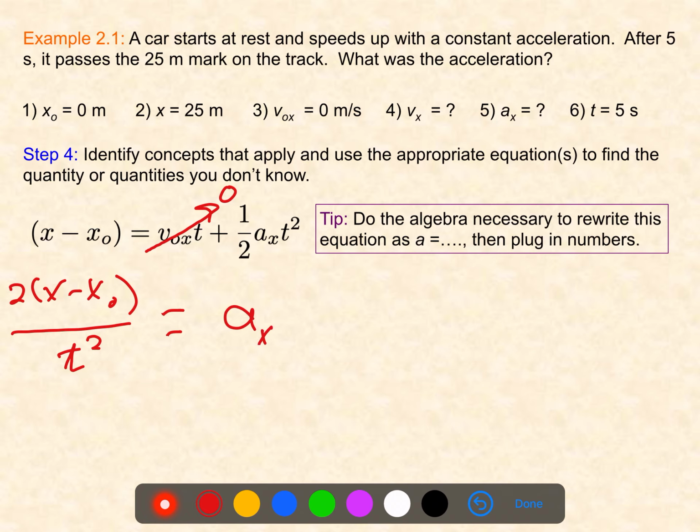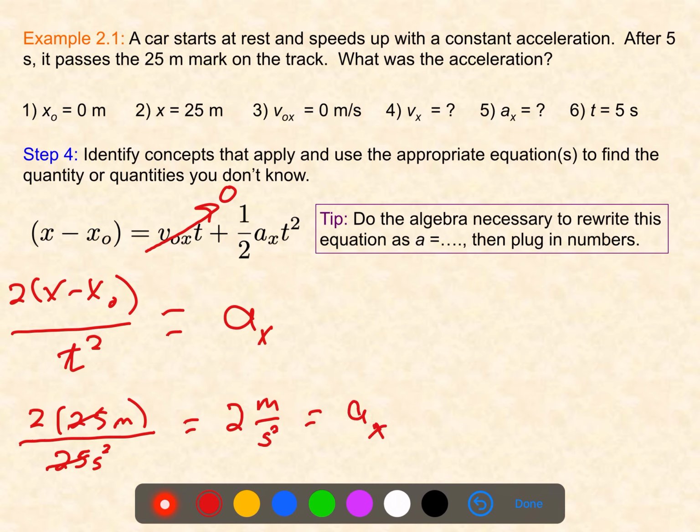And if I plug in 2 times the change of position, which was 25 meters, and divide by the time squared, which the time was 5, so now I've got 25 seconds squared, 5 times 5 being 25. The 25's cancel, right? And that tells me that my acceleration rate of 2 meters per second squared is the answer. Okay, so I'm not done though.